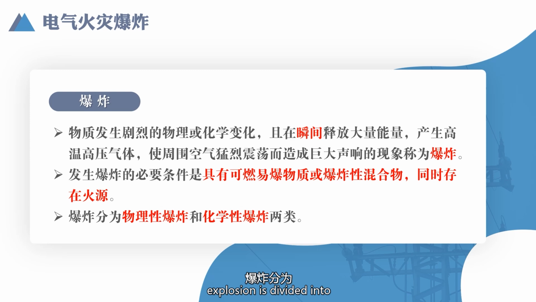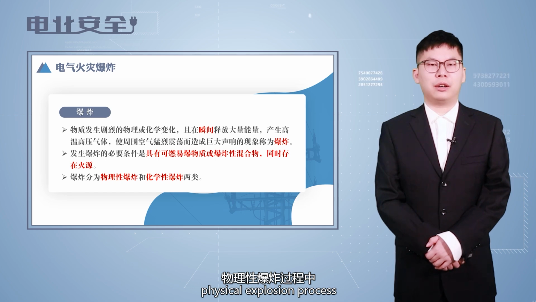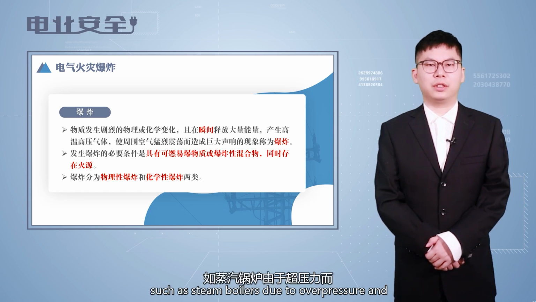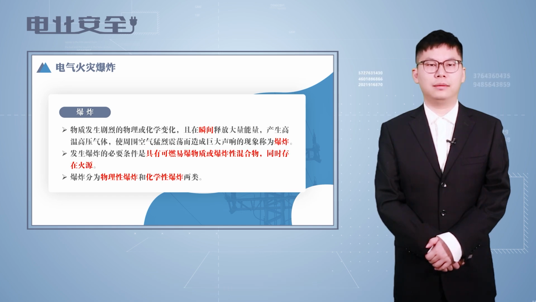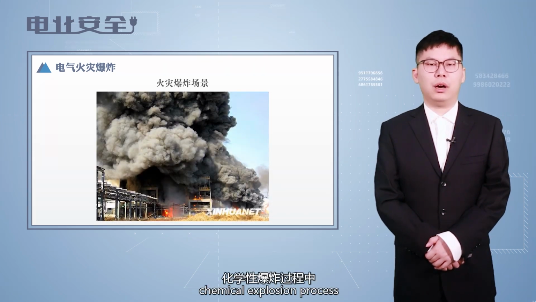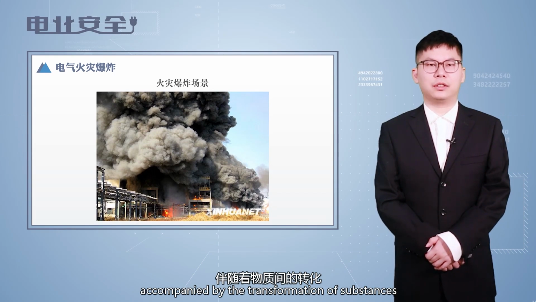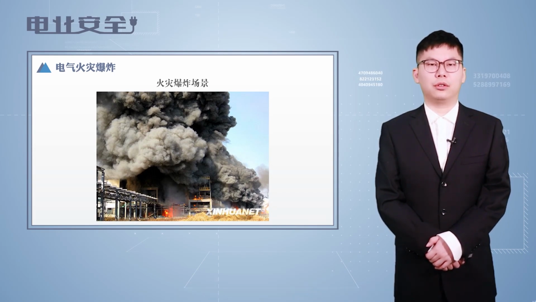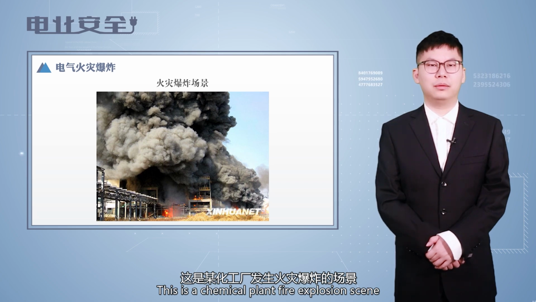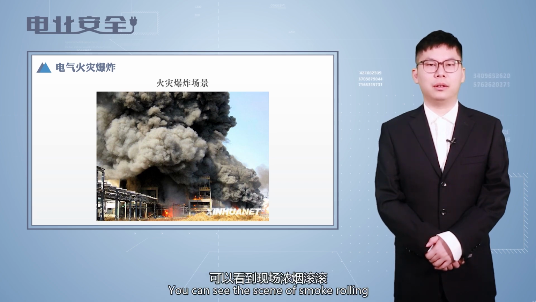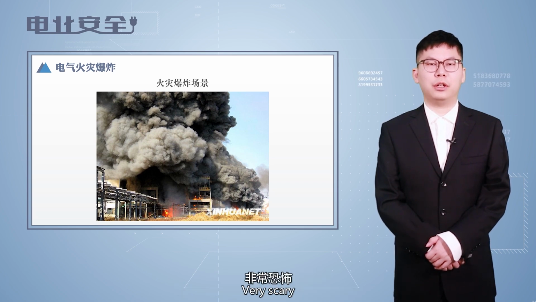Explosion is divided into two types: physical explosion and chemical explosion. In a physical explosion, the process does not produce new substances, such as a steam boiler explosion caused by overpressure. A chemical explosion process is accompanied by the transformation of substances. This is a chemical plant fire explosion scene. You can see the scene of smoke rolling very scarily.